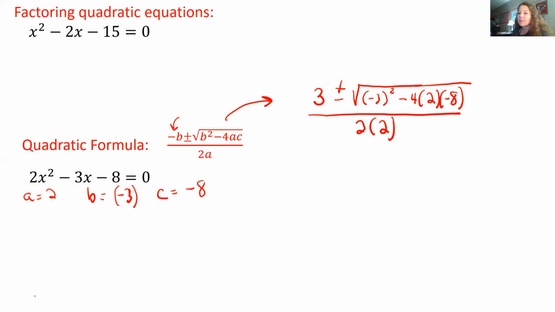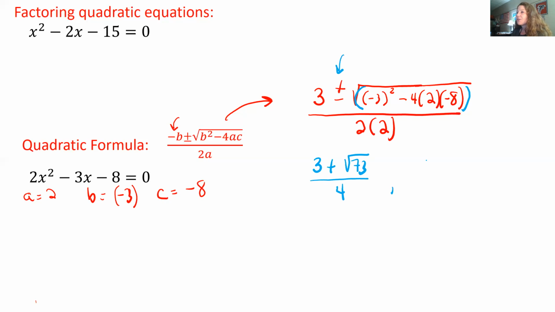When I solve these types of problems, I take what's under the radical first and put only that part in my calculator. So I'm typing in negative 3 squared minus 4 parentheses 2 parentheses negative 8, exactly like I see it, and my calculator tells me that is 73. Then I'm going to use my plus and minus and separate this into two problems. So I'm going to write 3 plus the square root of 73 over 2 times 2, which is 4.